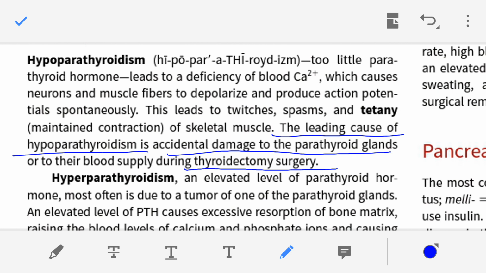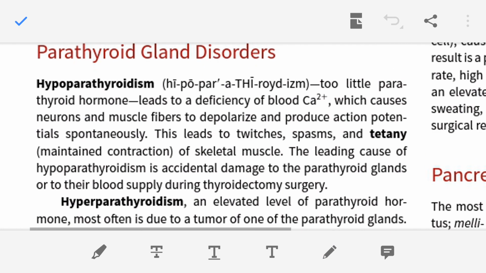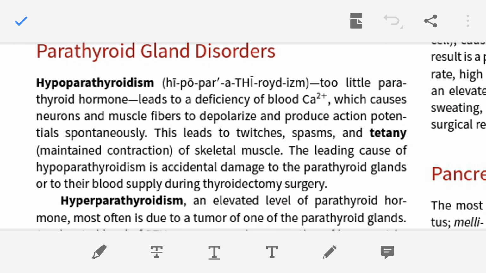And the second reason is thyroidectomy surgery. That means if the thyroid gland is removed by operation, the blood is not supplied to the parathyroid gland, and if the blood is not supplied to the parathyroid gland, it is not able to produce and secrete the parathyroid hormone properly. So that is also a reason for hypoparathyroidism.